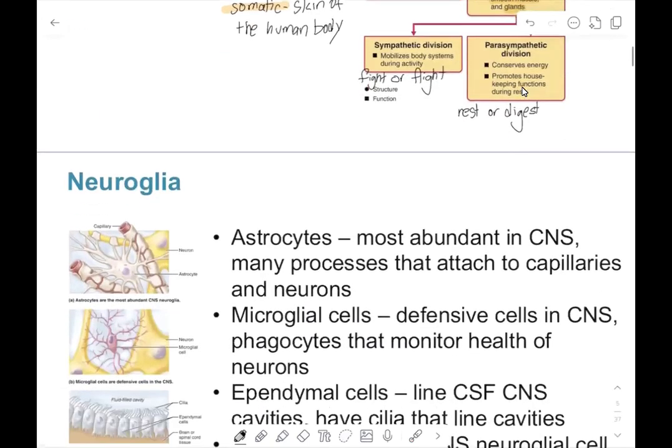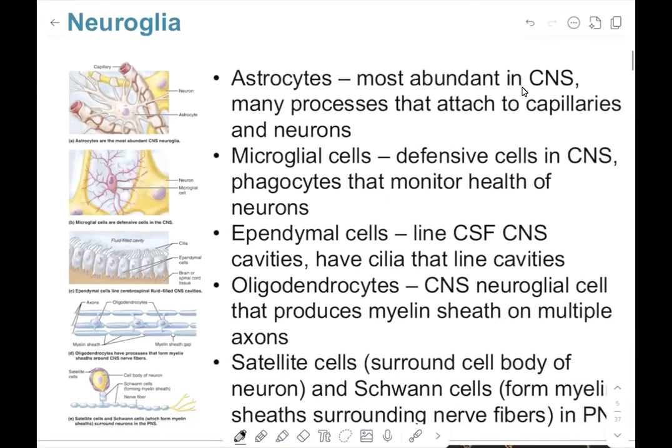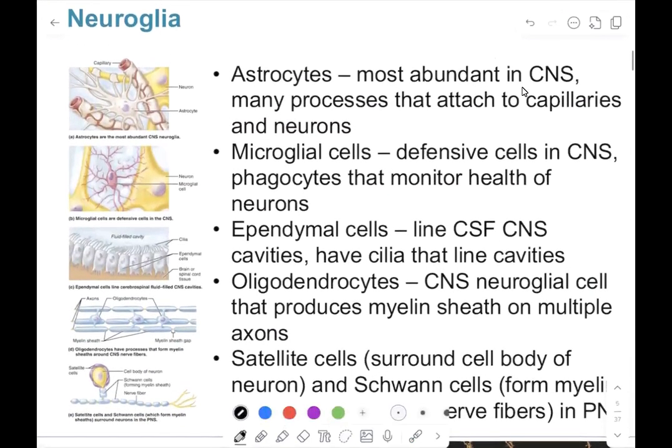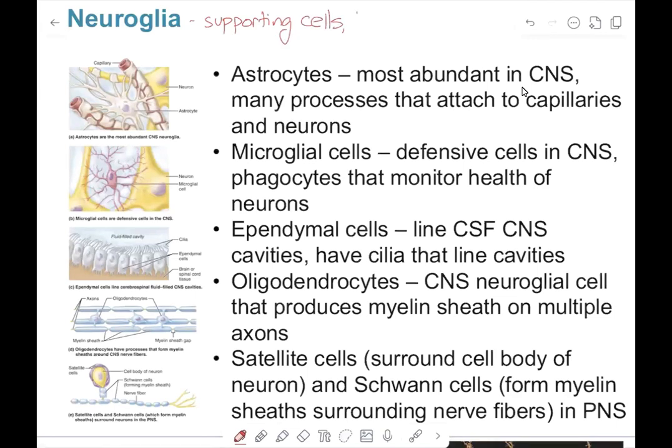Our next slide is going to show what are called neuroglia, and we have billions of cells in our nervous system. Many of them are called neuroglia, and they are supporting cells for the neurons. So they do many, many important things. The other way you can think of them as the glue of the nervous system. So the first four are all going to be in the central nervous system.